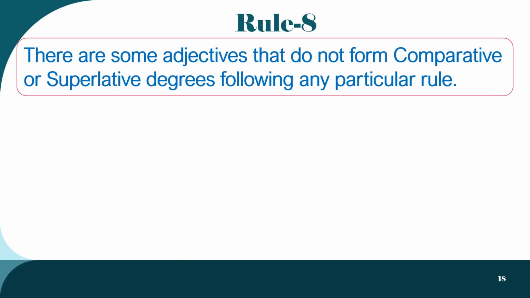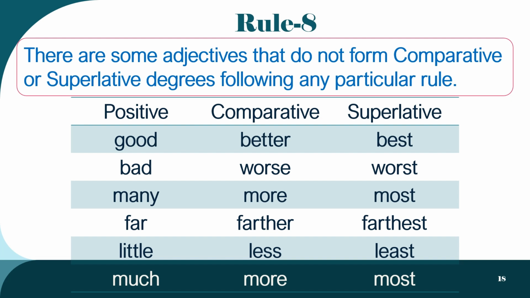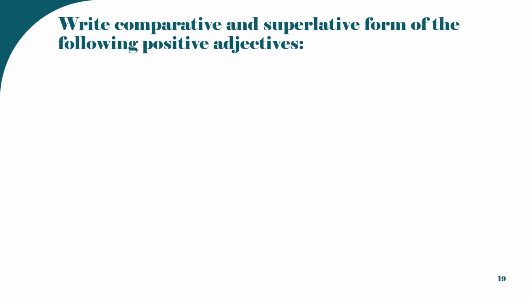There are some adjectives that do not form comparative or superlative degrees following any particular rule. That's why you have to learn them by heart. Some of the examples are good, better, best, bad, worse, worst, many, more, most, far, further, furthest, little, less, least. Let's practice some exercises of degree of comparison.